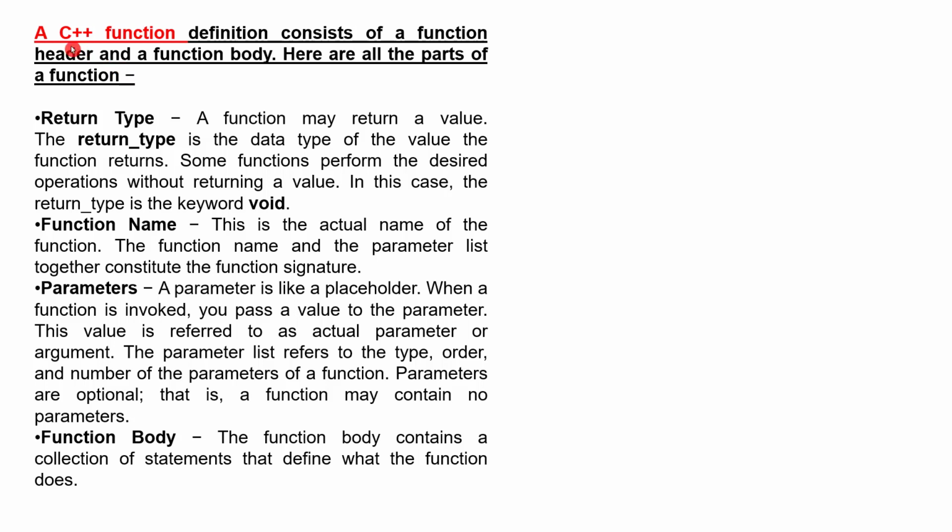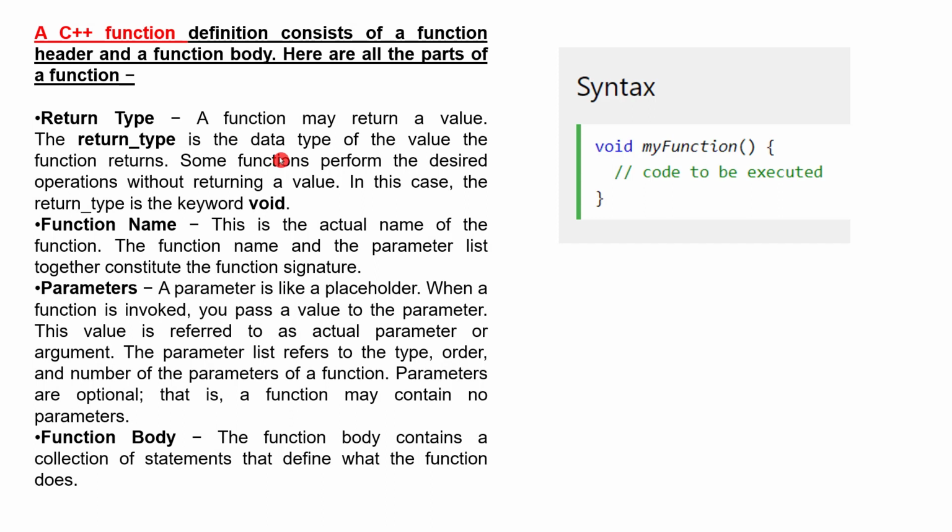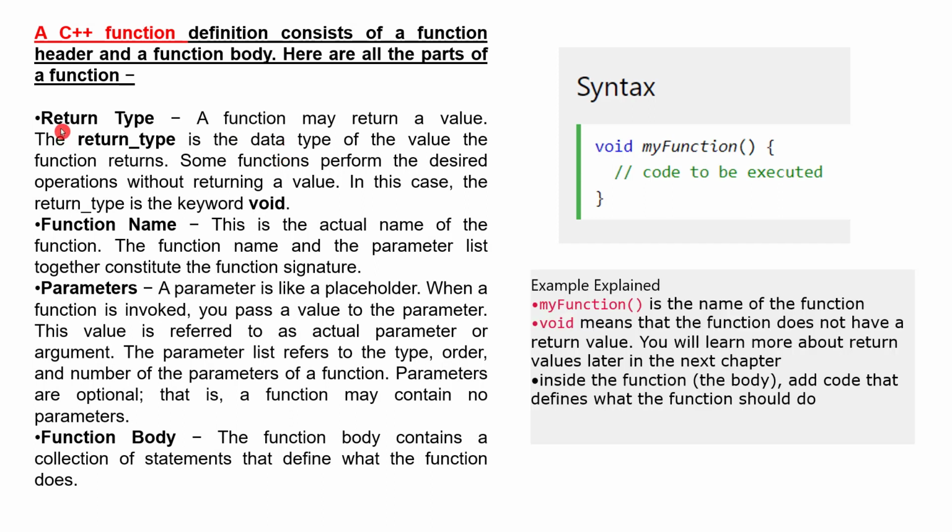A C++ function definition consists of a function header and a function body. Here are the different parts of a function. First there is a return type. A function may have a value. The return type is the data type of the value the function returns. Some functions perform the desired operations without returning a value. In this case, the return type is the keyword void.